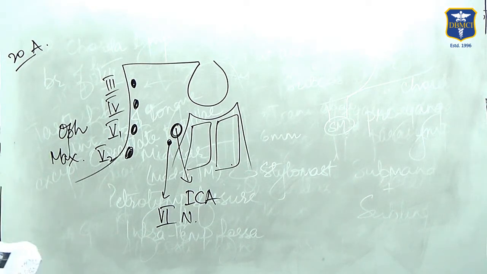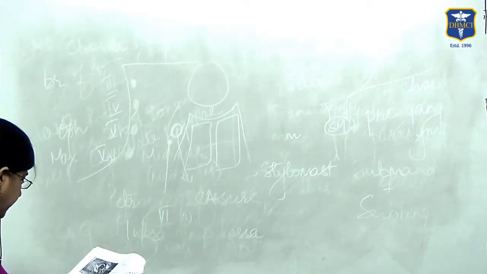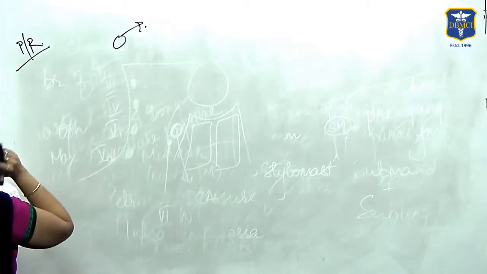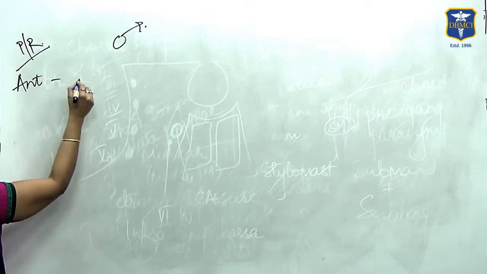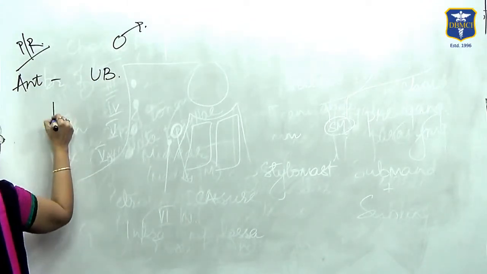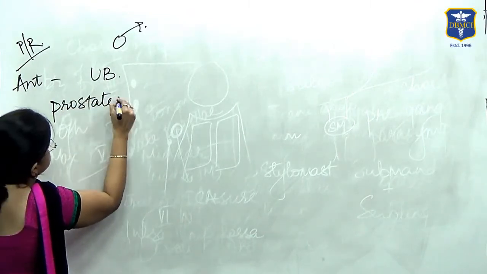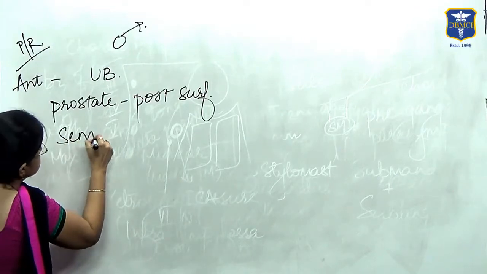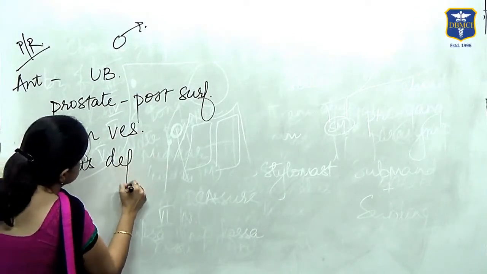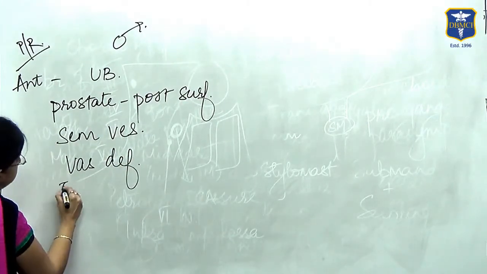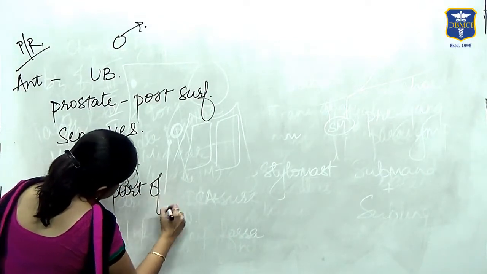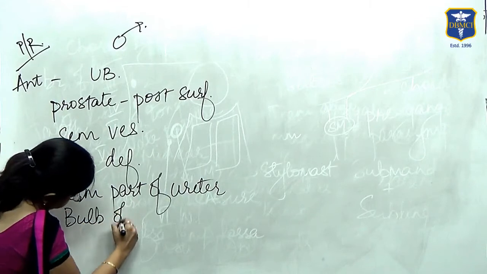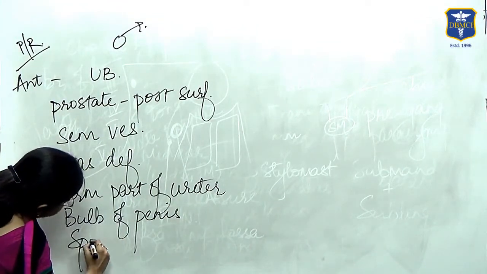Question 21. The answer is A. On per-rectal examination, in males, we can palpate anteriorly the urinary bladder, posterior surface of prostate, seminal vesicles, vas deferens, the terminal part of ureter, bulb of penis, and spongy urethra.